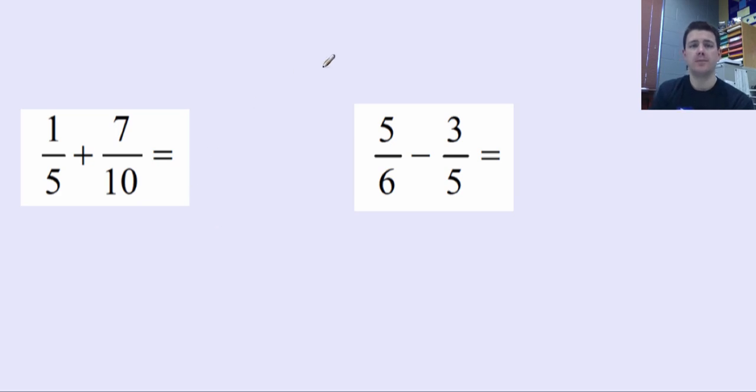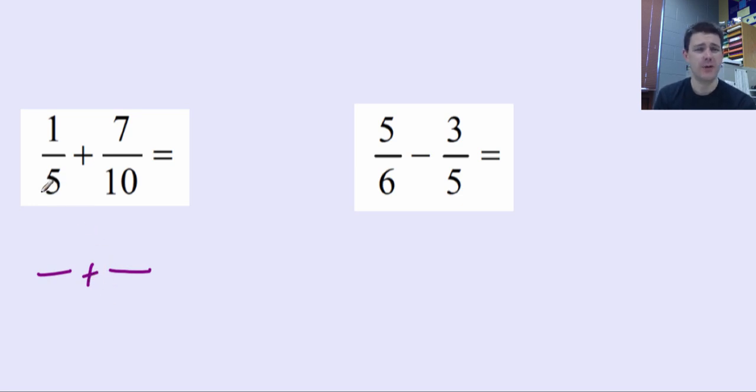So let's try another one. If you think you've got a handle on it, go ahead and try these two on your own. If you're not quite sure, follow along and work your way through with me. Here we have 1/5 plus 7/10. So again, we want to rewrite our denominators so they're both going to be the same thing.